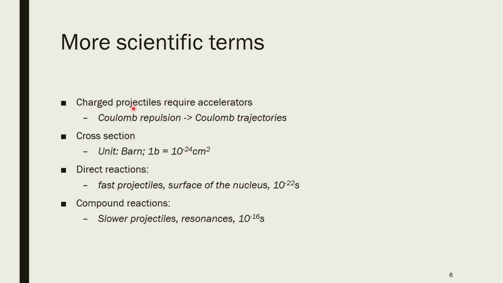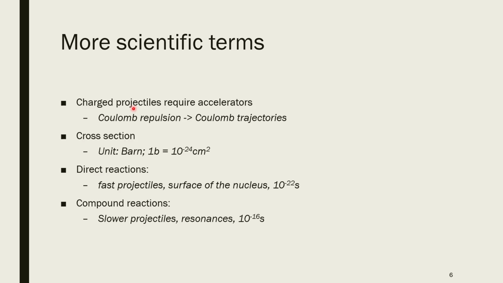But, for example, the fluorine-18 production, which I talked about in the previous slide, is a compound reaction. So when the oxygen-18 nucleus encounters the proton projectile, they will form a fluorine-19 compound nucleus, which is then stable for about 10 to the power of minus 16 seconds and can then decay, emitting a neutron, leaving behind the residue, which is in this case the fluorine-18.